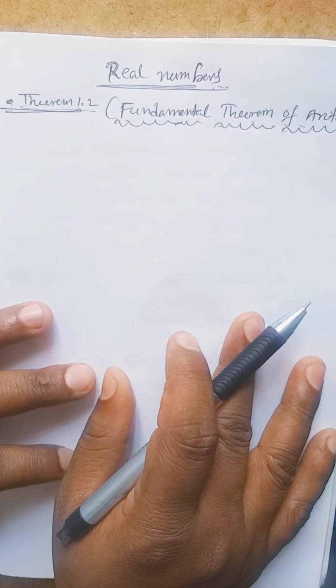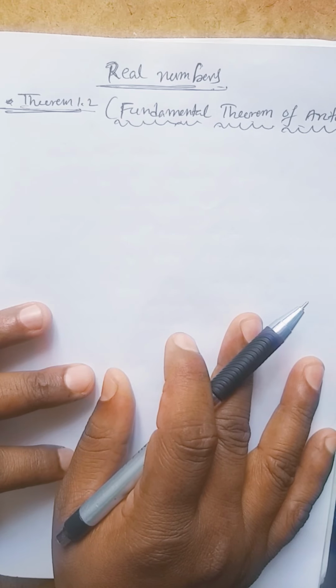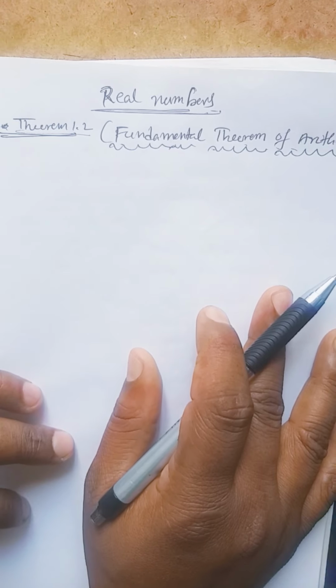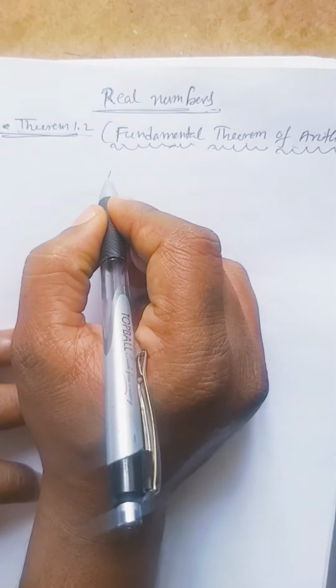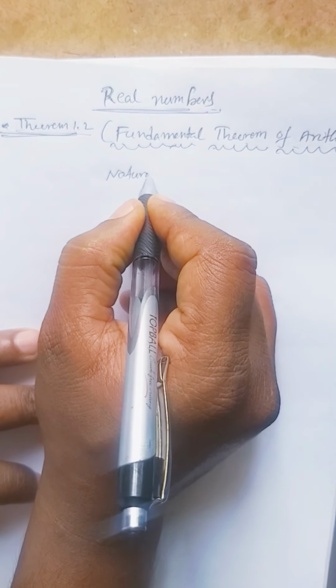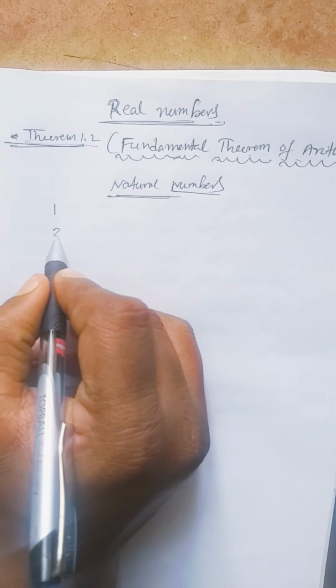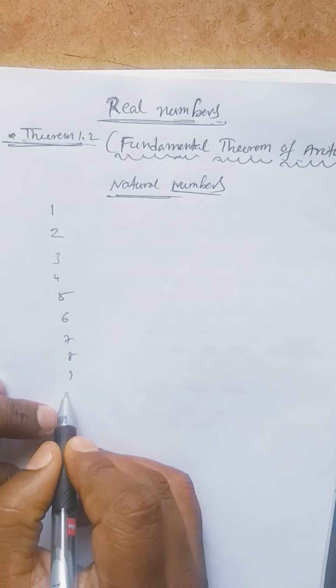In the ninth class, we have studied different numbers: natural numbers, whole numbers, rationals, irrationals. Of course, we have studied mostly all the numbers, but here we will just discuss some properties of the natural numbers. Suppose we take natural numbers. In the natural numbers we see different numbers: 1, 2, 3, 4, 5, 6, 7, 8, 9, 10.